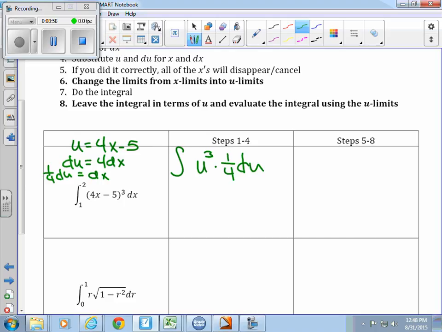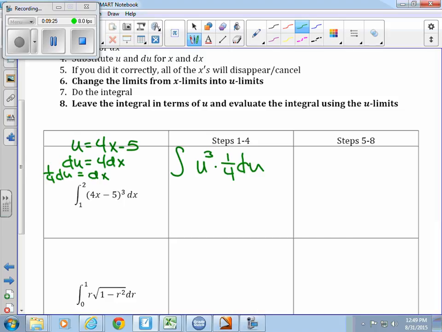But those integrals are not equivalent unless I change the 1 and the 2 as well. Because would you agree that 1 and 2 are x values? It's from x equals 1 to x equals 2. Well, I go back and plug 1 and 2 into this equation, and find out what they would be in terms of u.